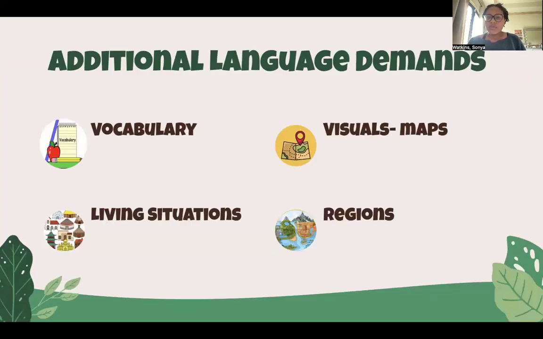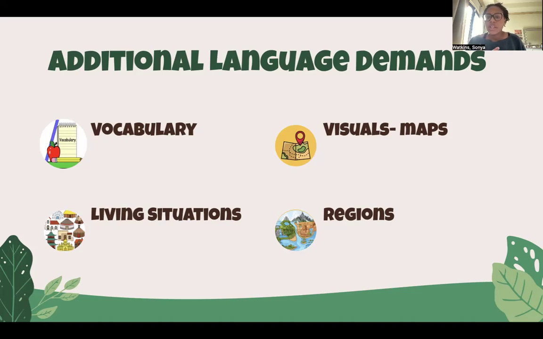So the additional language demands is the vocabulary, where the students are going to have to know the different vocab, such as plains, physical environment, climate, mountains, deserts, all those other things. If they don't have the vocabulary understanding, they're not going to be able to understand the lesson, which is how people adapt and live in those certain environments. So they need to understand the whole vernacular of the vocabulary.